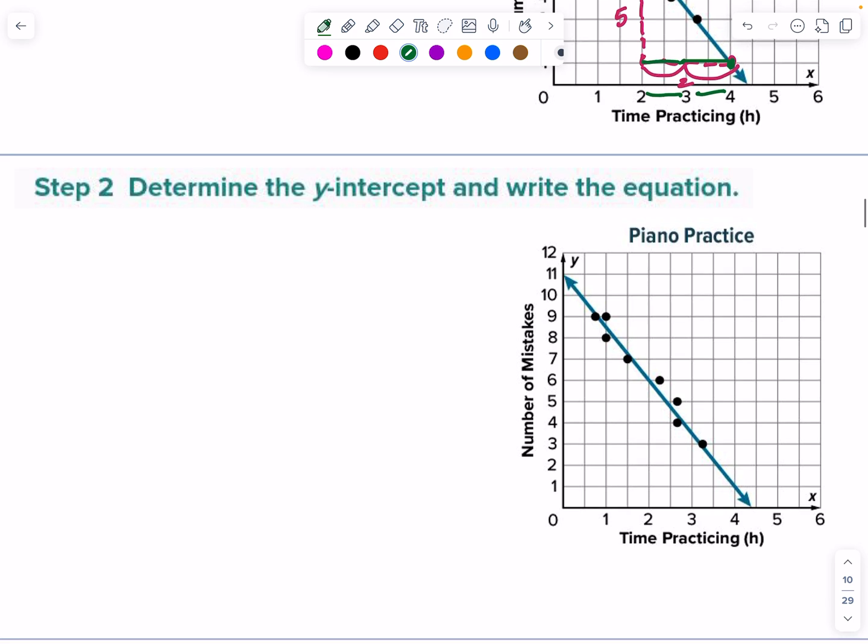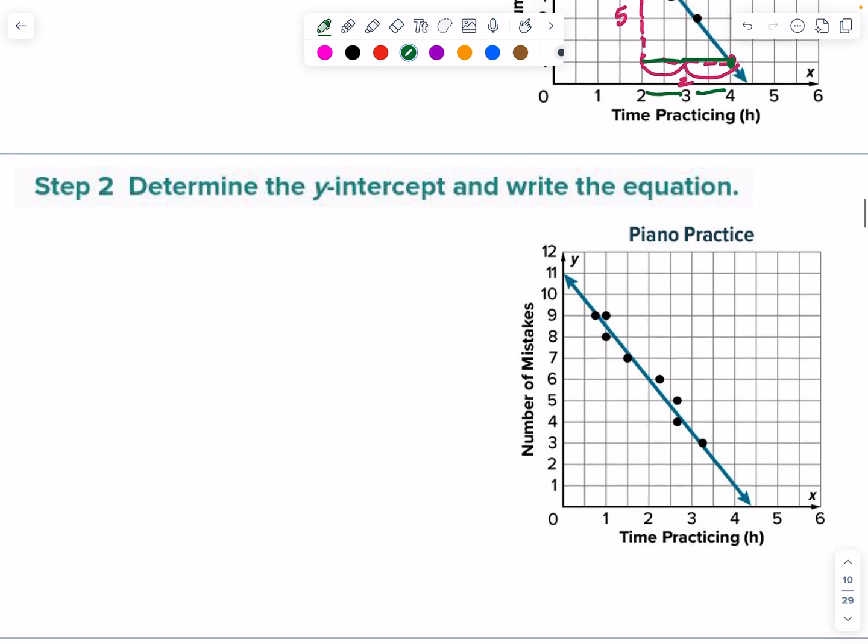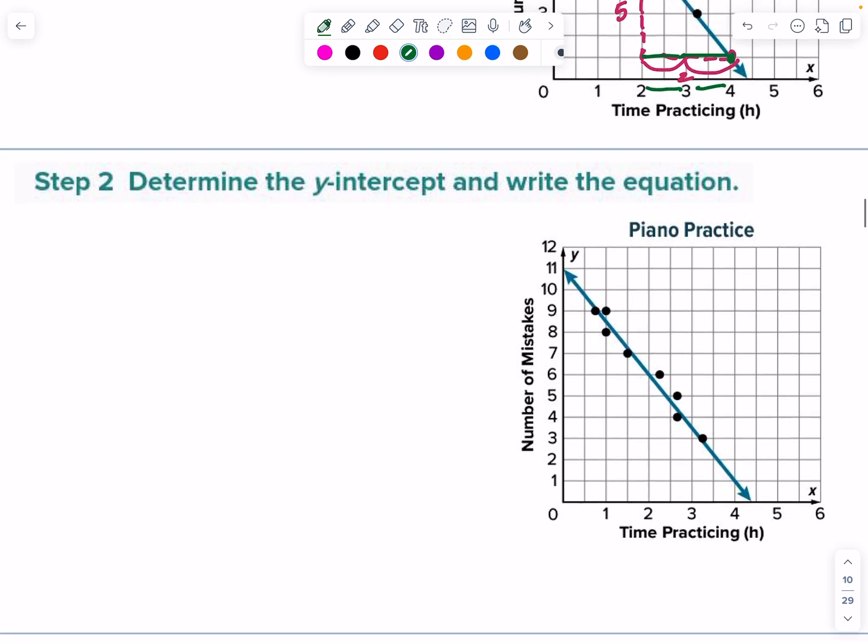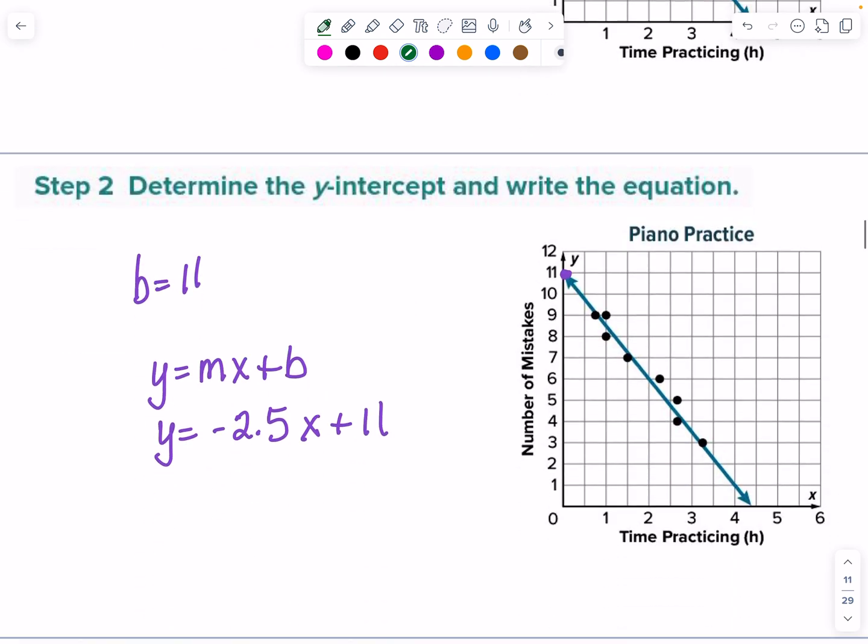Then you have to determine the y-intercept. This one is pretty basic because look where it crosses the y-axis right there. You can't see that well, but right here at 11. So that's why our b is 11, and we have our slope, and boom, we have our equation.